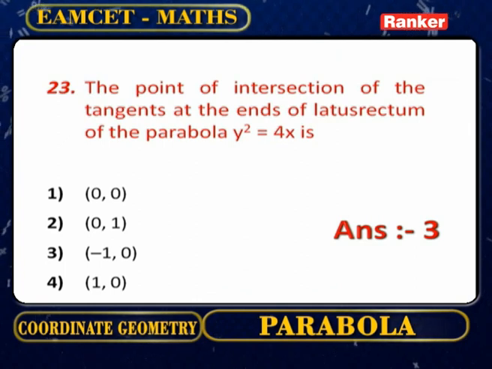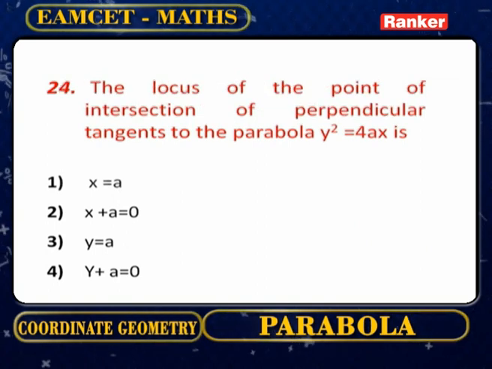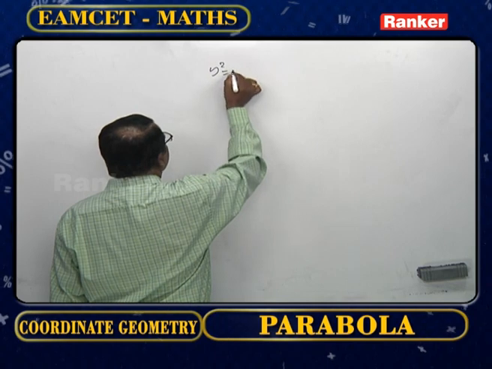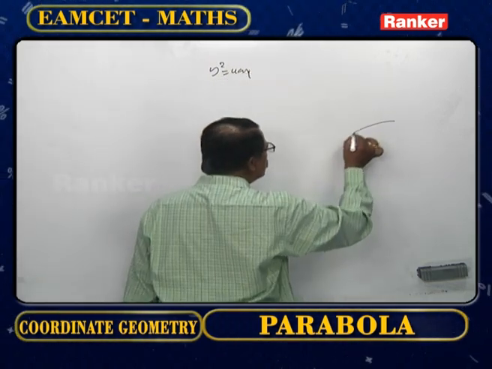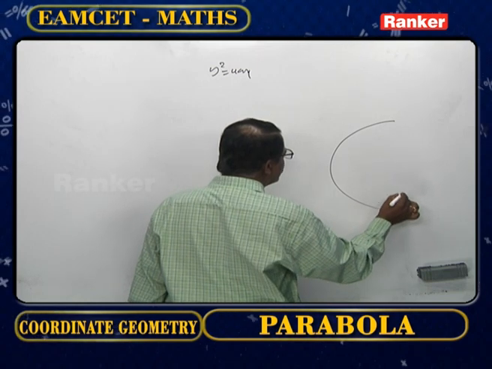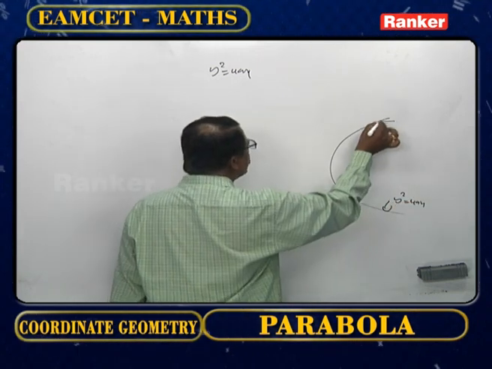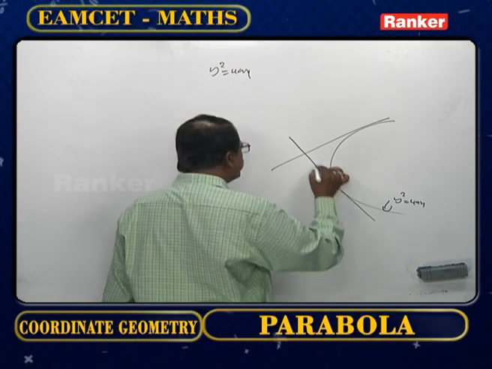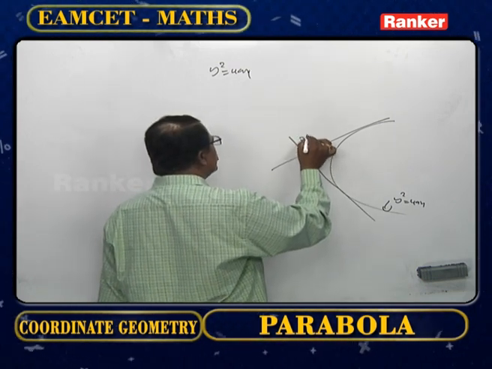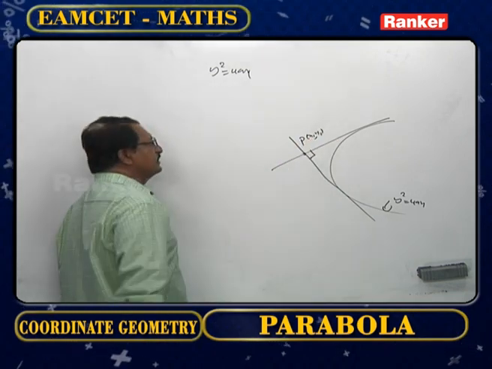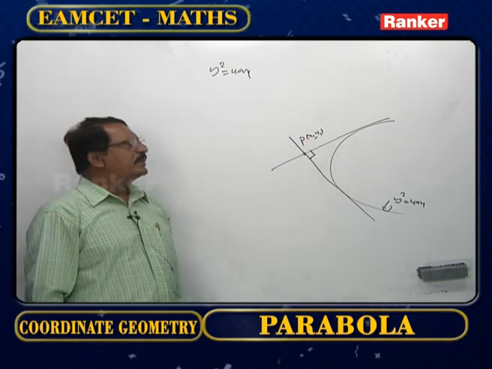Third option. The locus of the point of intersection of perpendicular tangents to the parabola y² = 4ax. Now, parabola y² = 4ax, two tangents perpendicular to each other. Consider P(x1, y1) as the point of intersection of perpendicular tangents. Now, required is the locus of the point P(x1, y1).